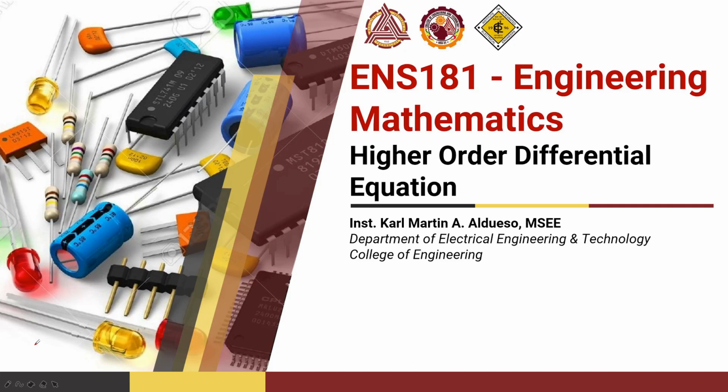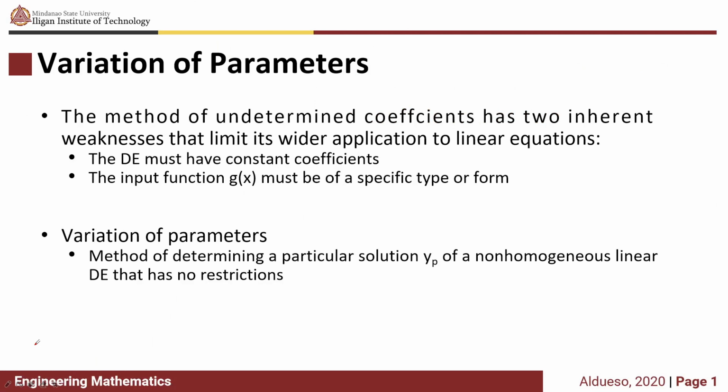Now is about higher order differential equations. The method of undetermined coefficients has two inherent weaknesses that limit its wider application to linear equations. First, the differential equation must have constant coefficients. And second, the input function g of x must be of a specific type or form. So we introduce another method of solving differential equations: variation of parameters.